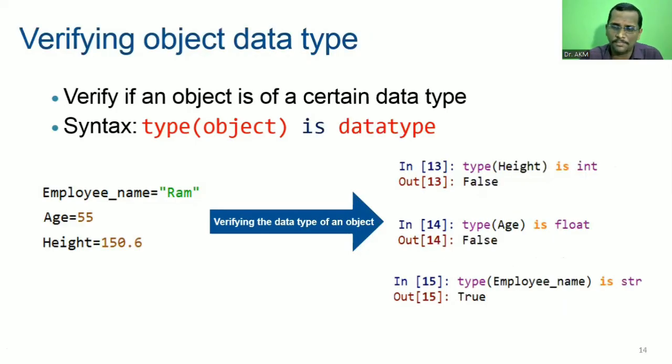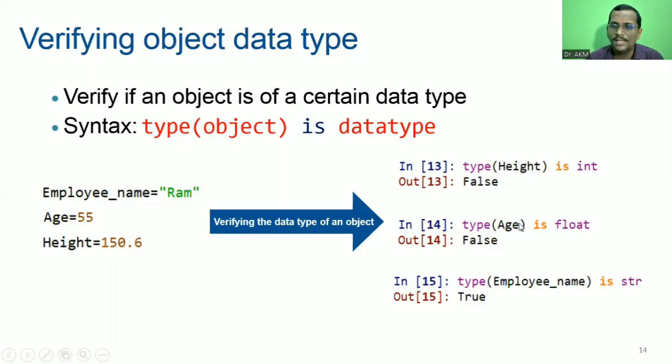So how to verify the same? For example, if you want to check whether height is an integer or not, type height is int. It checks whether the variable height is an integer or not. If it is an integer, it returns true. Otherwise, it returns false. In the given example, height is 150.6, so it is a float. So we check type height is int. Since the height variable is float, it returns false. So height is not an integer data type.